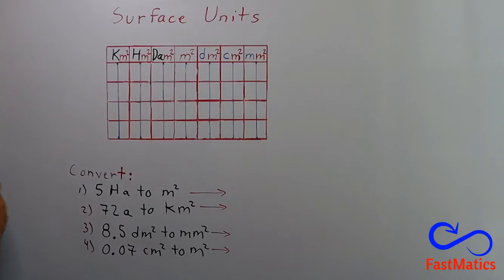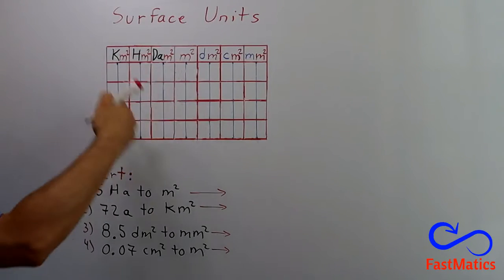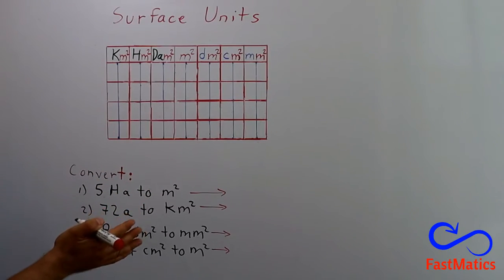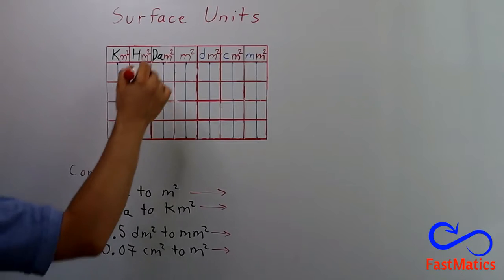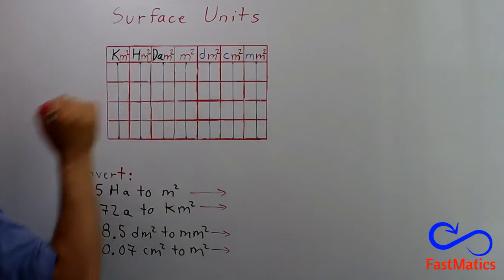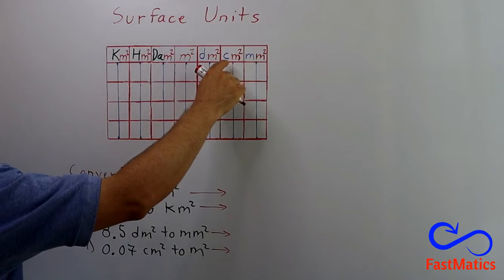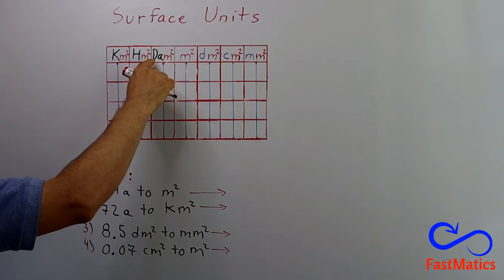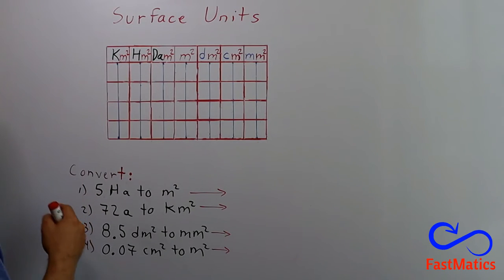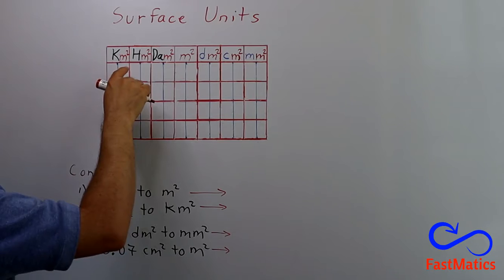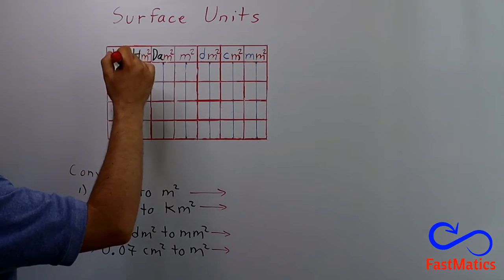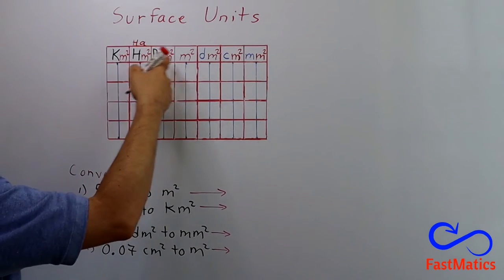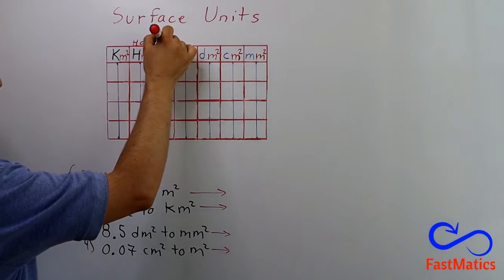Let's go! First of all, we have to say that this chart is almost the same chart as for the length units. But here, instead of meters, we have meters squared, and decimeters squared, centimeters squared, millimeters squared, and decameters squared, hectometers squared, and kilometers squared. We must also say that 1 hectometer squared is also named 1 hectare, and a decameter squared is called an are.